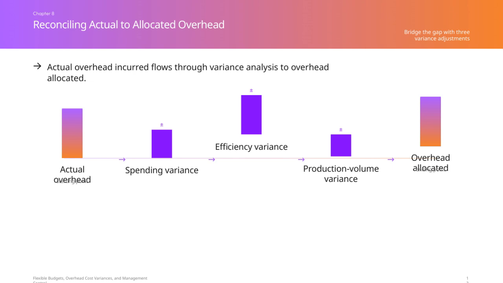We start with the actual overhead incurred as our starting point. From there, we account for the spending variance, which reflects differences between what we expected to pay and what we actually did in terms of overhead spending. Next, we look at the efficiency variance, which tells us how well resources were used compared to the standard. Finally, we consider the production volume variance, which captures the impact of producing more or less than planned. After making these adjustments, we arrive at the overhead allocated, which is the ending point that ties costs back to production. This process is crucial for understanding where differences arise and managing overhead effectively.